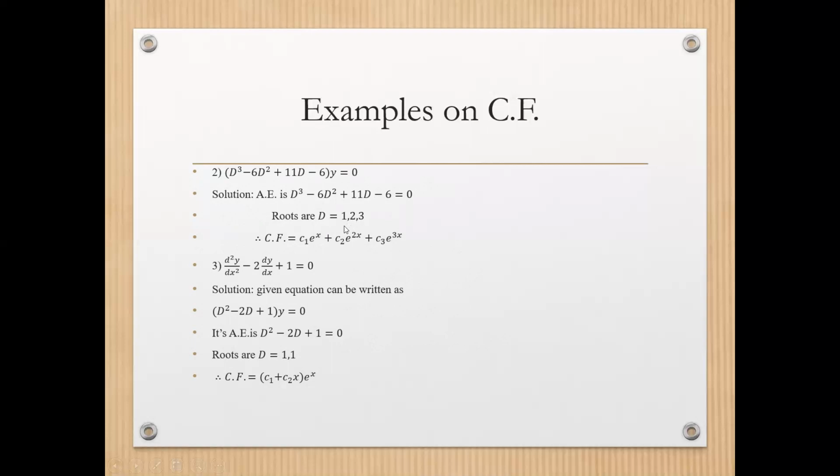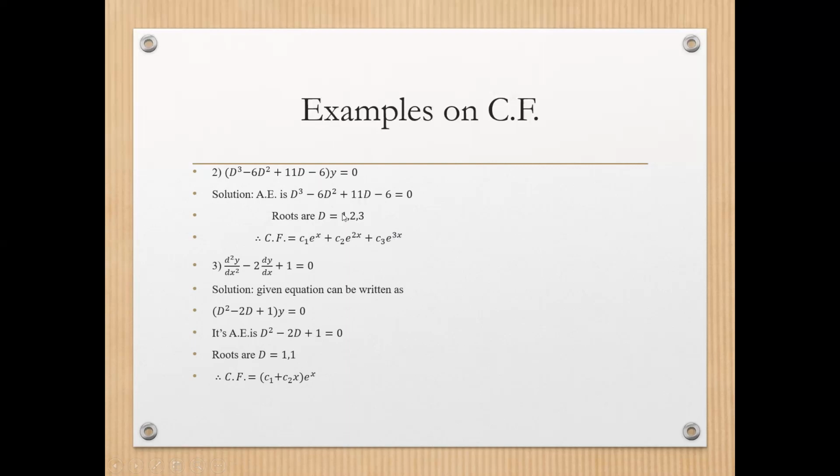These are the real roots because there is no imaginary part involved in that root. So all the roots 1, 2, 3 are real. And one more thing is that all the roots are distinct. No roots are equal. All the roots are distinct. So we use case number 1, and the complementary function is equal to what? C1 e raised to 1x plus C2 e raised to 2x plus C3 e raised to 3x. This is the complementary function related to this linear differential equation.